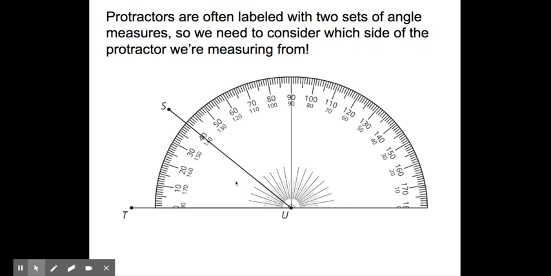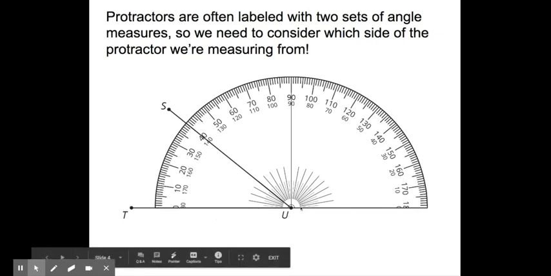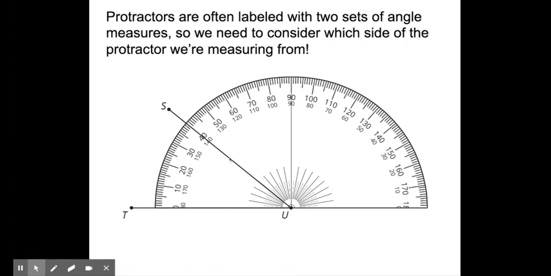Okay, and the key here is that when you do measure, and we're not going to be doing this online right now, but when we get back to school, if you do have to measure it, you always place your vertex here along the center, and then make sure that one leg of the angle is right across the bottom, and then let the other leg measure out, and you can measure it off of the numbers that are there.